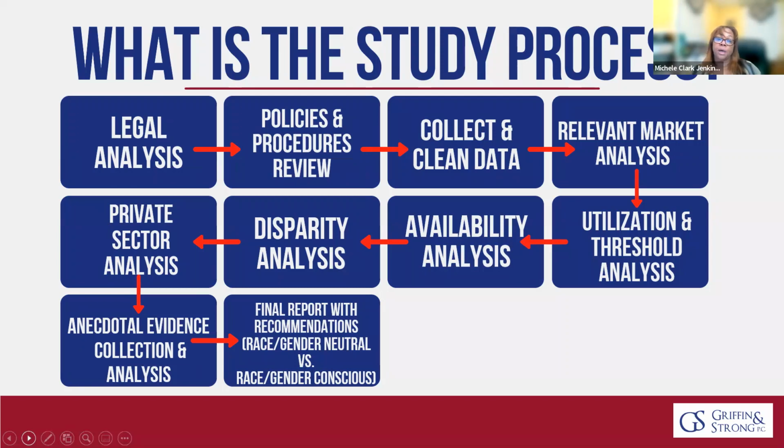So if you've got 100 engineering firms in your marketplace and 10 of them are African-American owned, then you have a 10% availability. And then if you look at the spend with engineering firms and it's 2%, you have a 10% availability compared to a 2% spend. That's a disparity.